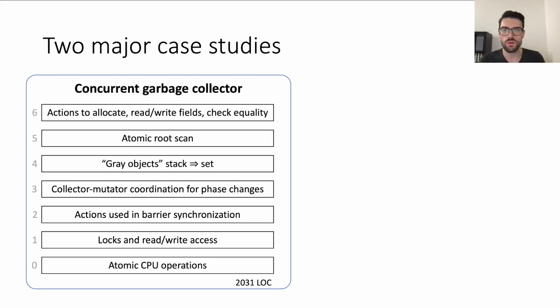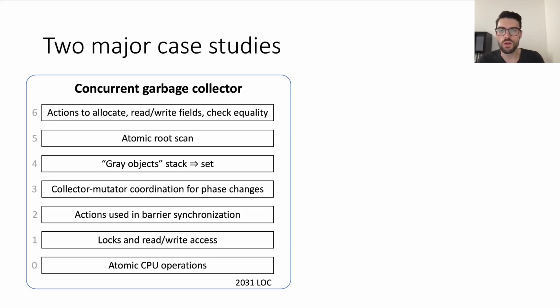At layer 0, we have the concrete low-level implementation that only uses atomic CPU operations. At layer 1, we make lock-protected read-write accesses explicit, which allows us at layer 2 to form coarse atomic actions that are used in the barrier synchronization protocol. At layer 3, we reason about the safety of the collector making phase changes from being idle to marking the memory and finally sweeping unreachable objects.